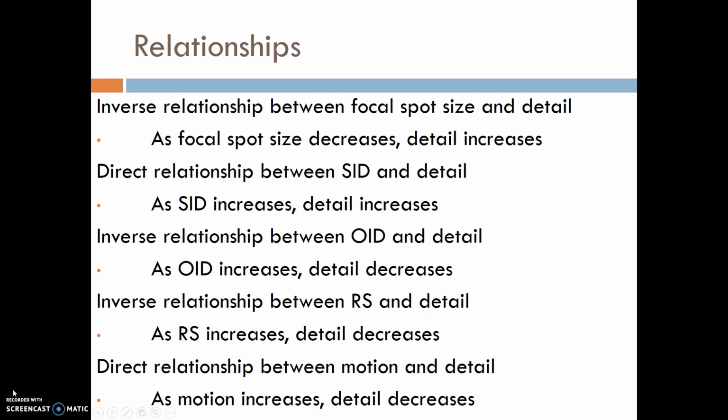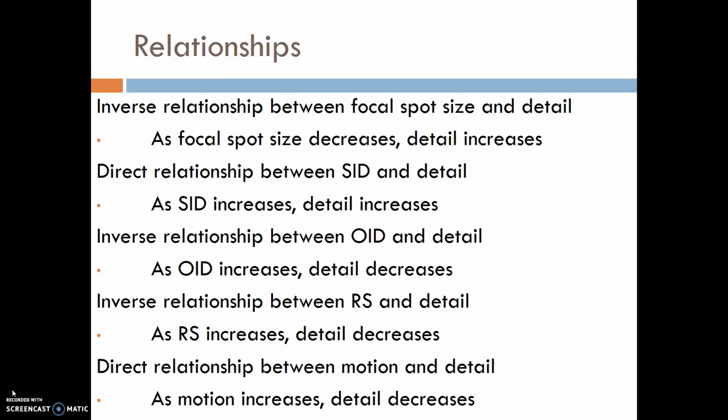There is an inverse relationship between focal spot size and detail. For example, as focal spot size decreases, detail increases. There is a direct relationship between SID and detail. As SID increases, detail increases. There is an inverse relationship between OID and detail. As OID increases, detail decreases.